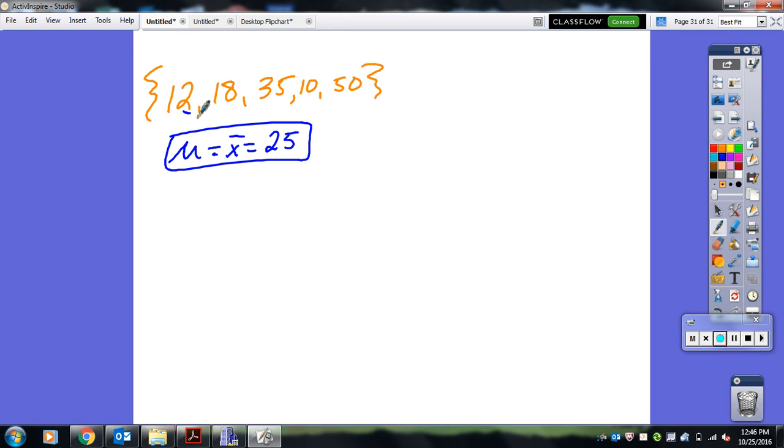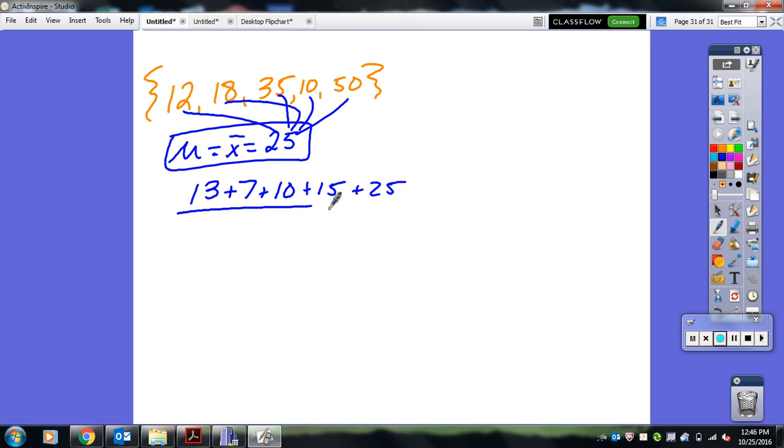From 12 to 25, that's 13. From 18 to 25, that's 7. From 35 to 25, that's 10. 10 to 25 is 15. And 50 to 25 is 25. Somewhere below, above, it doesn't matter. It's mean absolute deviation, absolute in absolute deviation stands for absolute value, which is the distance from 0. So it's divided by 5, that's 40, 50, 70 divided by 5, which is 14.